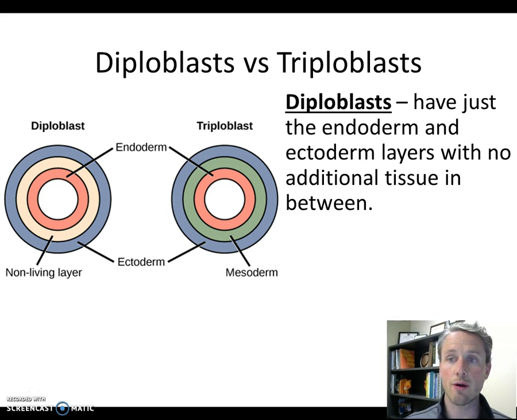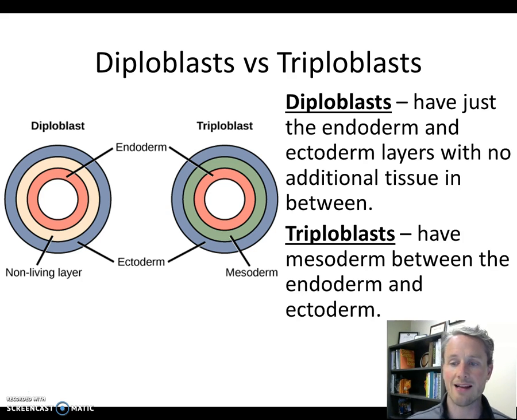So how is a triploblast different? Well, tri means three. These organisms are going to have three layers of tissue. So they still have the endoderm on the inside, they still have the ectoderm on the outside, but in between the endoderm and the ectoderm, they have an additional layer of tissue, which we call the mesoderm. Mesoderm just means middle layer of tissue. So triploblasts have a mesoderm layer in between the endoderm and the ectoderm.